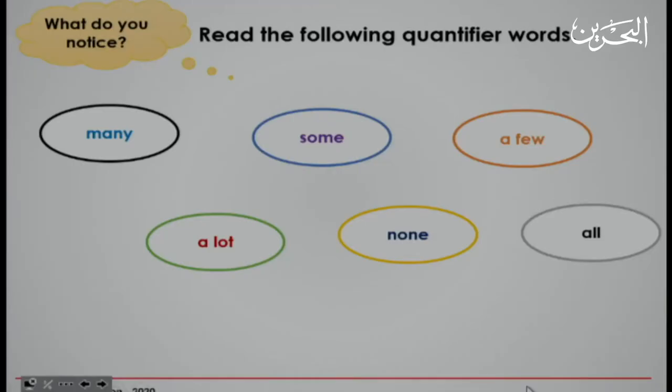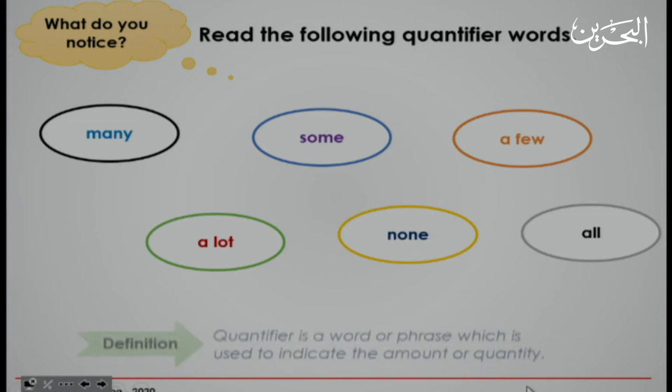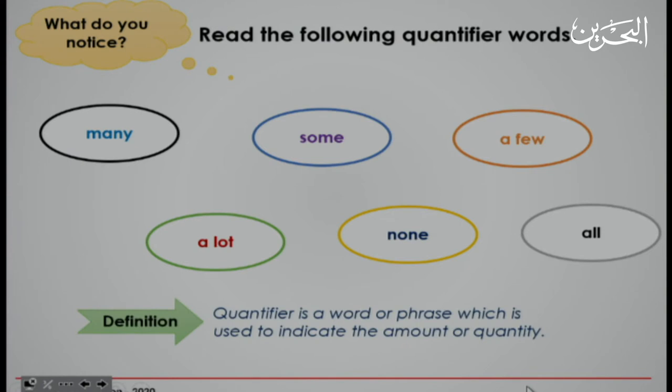All right, so what do you notice? Read the following quantifier words. We have six of them: many, some, a few, a lot, none, and all. Definition: a quantifier is a word or a phrase which is used to indicate the amount or quantity of something.